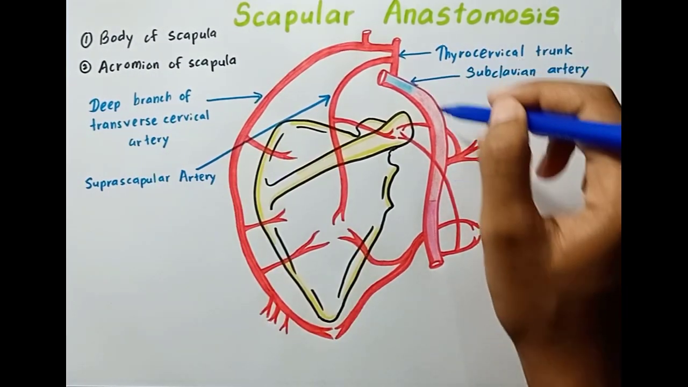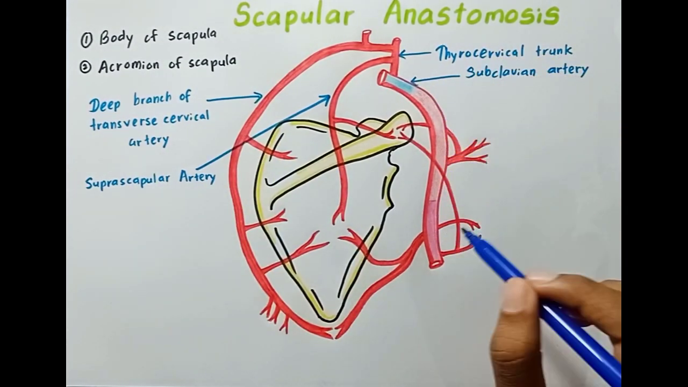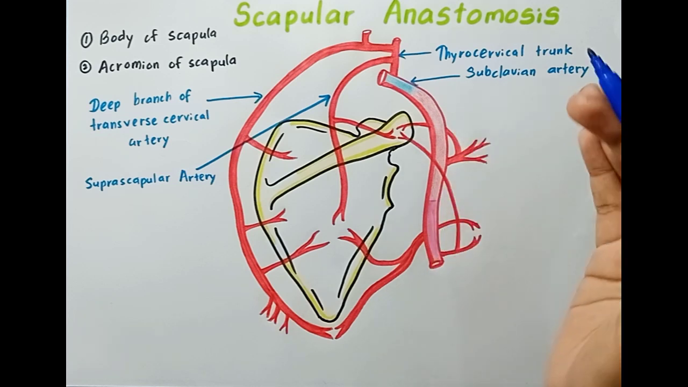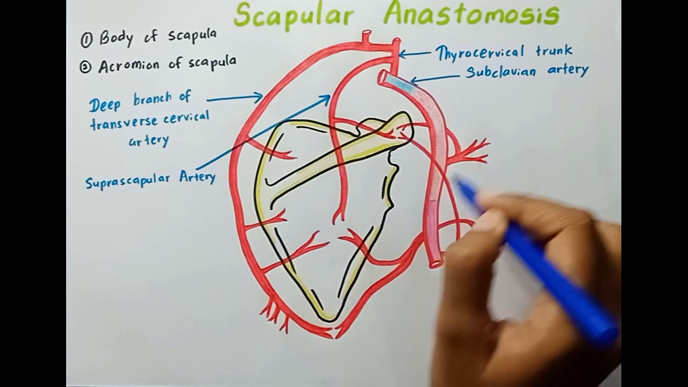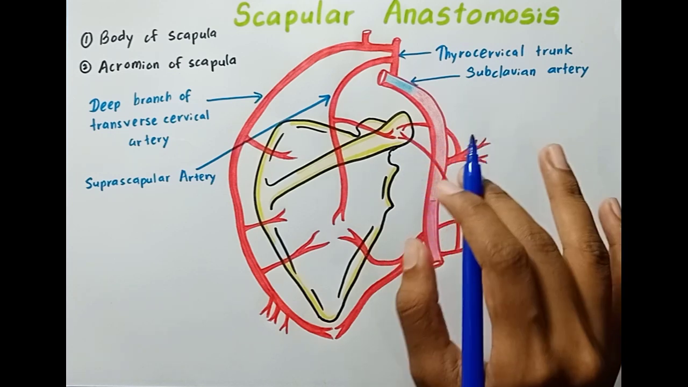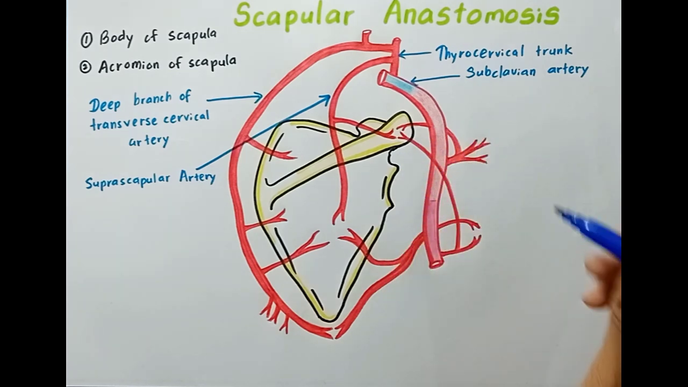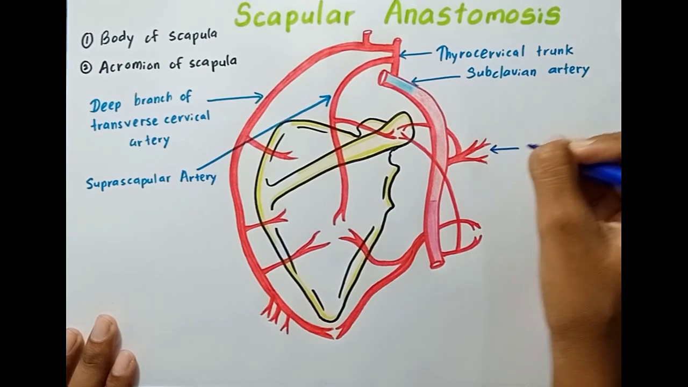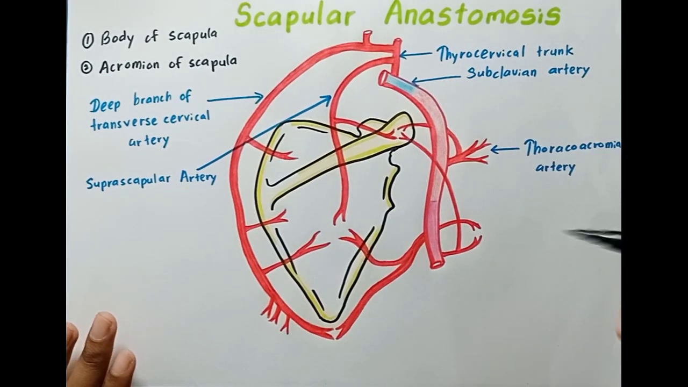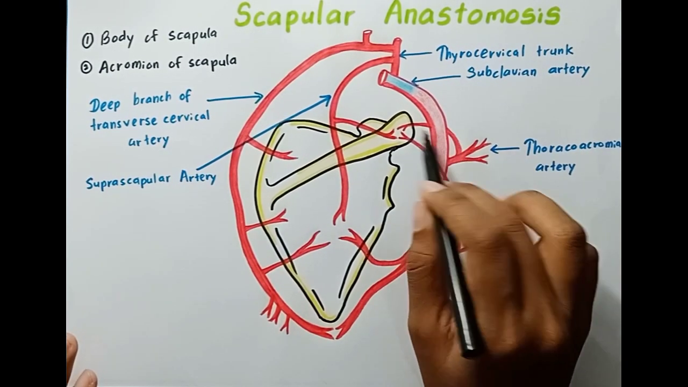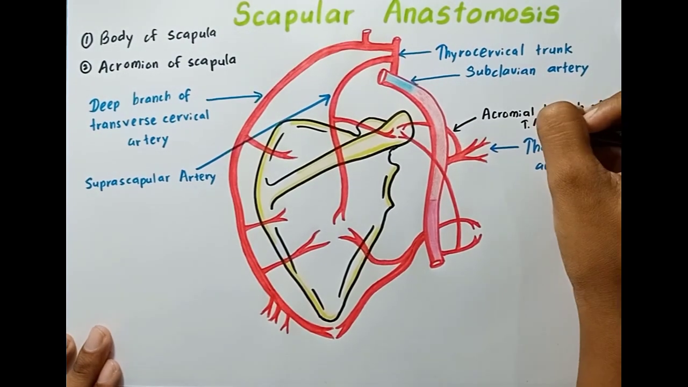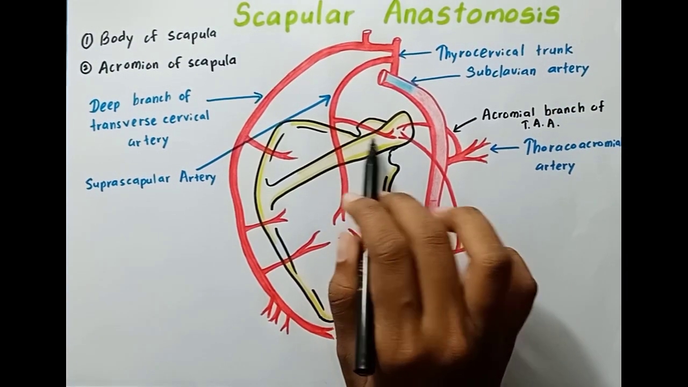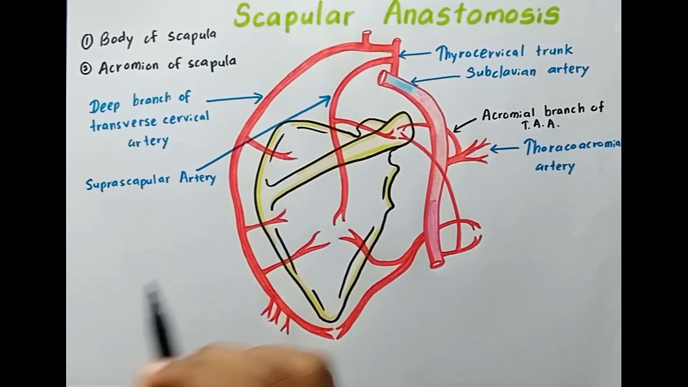And here you can see the axillary artery. After the subclavian artery, it continues as the axillary artery. And from the second part of axillary artery, the thoracoacromial artery arises. Here, thoracoacromial artery. So here you can see the acromial branch of thoracoacromial artery. And so this is the acromial branch of suprascapular artery.